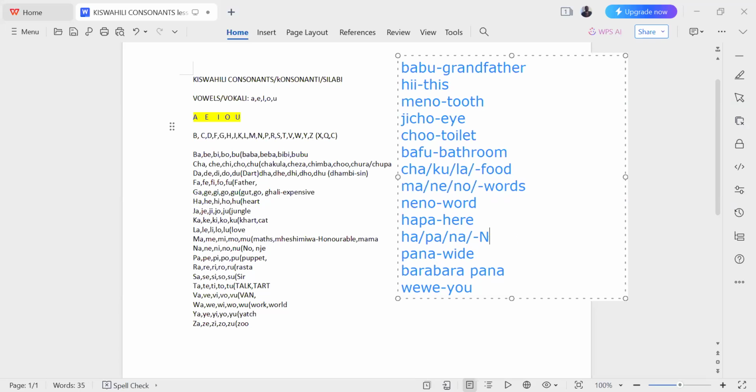What on earth? That sounds very French. Yeah, so L-A alone, la, means no. Okay, so la alone means no. So it's also possible: you can replace apana with the word la. Okay. Which word have we not tried?